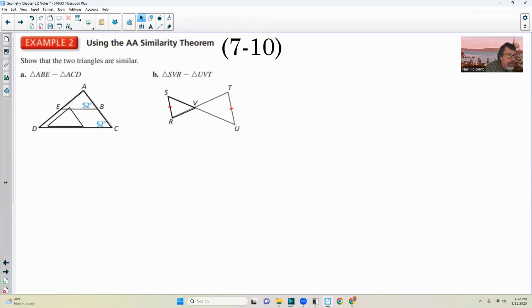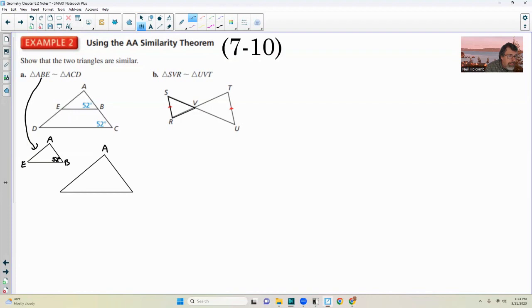Well, I broke these apart. So here's the little triangle, and that is going to be AEB. So this is triangle ABE. That's this one, the little one. And I know this is 52 degrees from here. That's angle ABE, or in this diagram, you can just say angle B. The other triangle is this bigger one right here. I'll put it right here. And this is also A. This is C, which is 52 degrees.